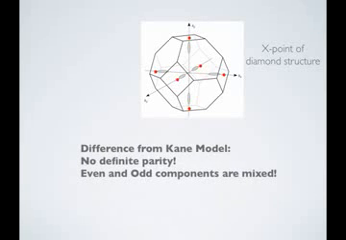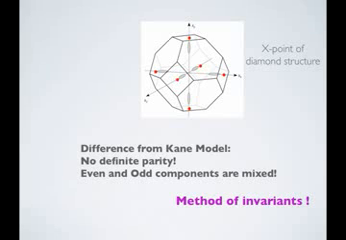Different from the Kane model, at the X point, there is no definite parity, which is very unique. We cannot write the basis as simple forms like S or X, Y, or Z, because the even and odd components are mixed here. In order to apply the perturbation method, we use a more general tool called the method of invariants, which is based on group theory, especially the theory of irreducible representations.